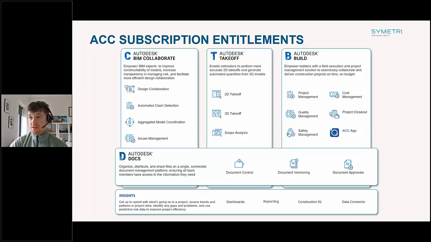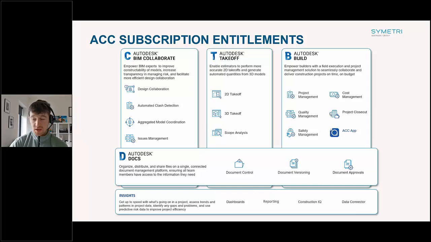So here are some of the main subscription entitlements within the ACC collection. You have Autodesk BIM Collaborate, which allows people to increase transparency, manage risks, and facilitate more efficient design collaboration. What that means is it allows you to host your models in the cloud, so your Revit models and AutoCAD files can all be hosted and worked on in the cloud.